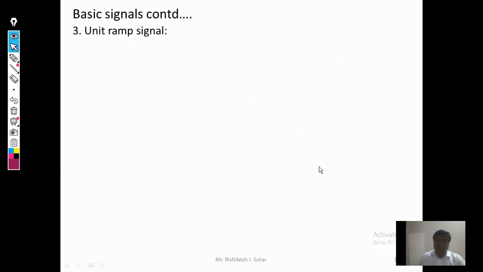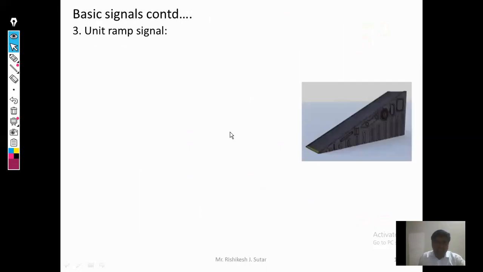Now next is the unit ramp signal. Everybody knows what a ramp is and how it looks. It's a ramp signal, not yet a unit ramp. I can call it a unit ramp signal when this height is equal to this length. If suppose this is x and this is also x, then I can call it a unit ramp signal.